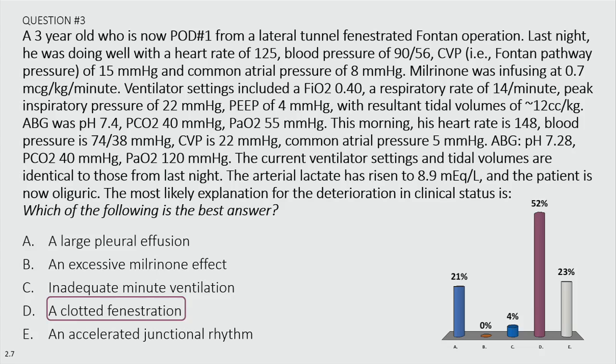If you had an excessive milrinone effect, you would be hypotensive, but not necessarily have an increase in PO2 or an increase in your CVP. Large pleural effusion, you wouldn't expect your PO2 to go up. Inadequate minute ventilation, I told you the CO2 was 40 the next morning, so you're ventilating the patient okay. And an accelerated junctional rhythm would cause both your CVP and your left atrial or common atrial pressure numbers to go up. So that's sort of a lengthy question, but it tests the concept.